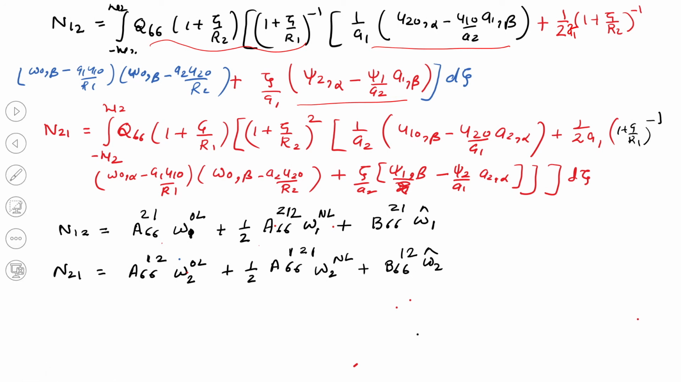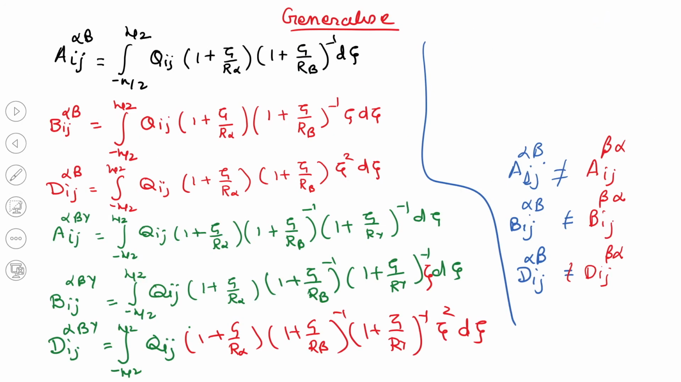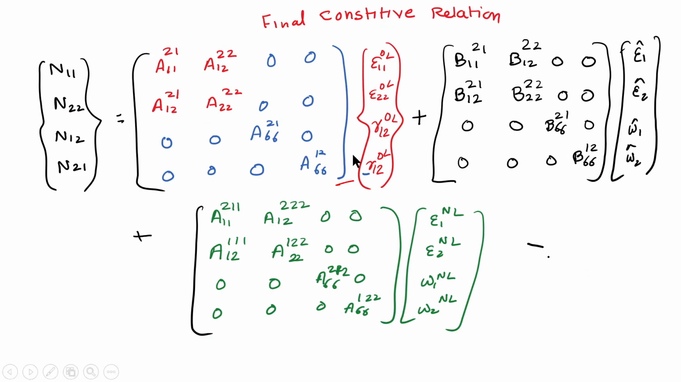Can we now generalize? Can we write in an index form? Yes, we can write it in an index form. The very first definition is Aij alpha beta. So, we can write Qij times 1 plus zeta by R alpha times 1 plus zeta by R beta inverse. The definition of Bij alpha beta will be the integral from minus h by 2 to plus h by 2 of Qij times 1 plus zeta by R alpha times 1 plus zeta by R beta inverse into zeta. What is the definition of D? The same inverse term will be here, with zeta square.